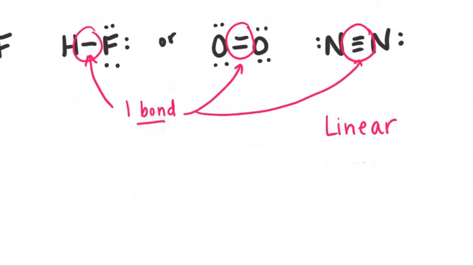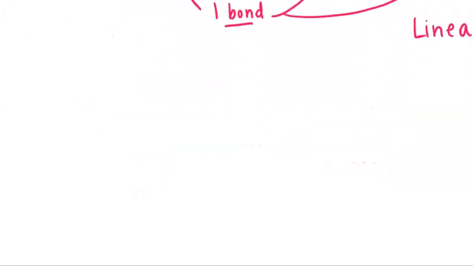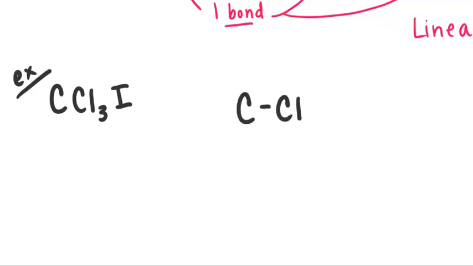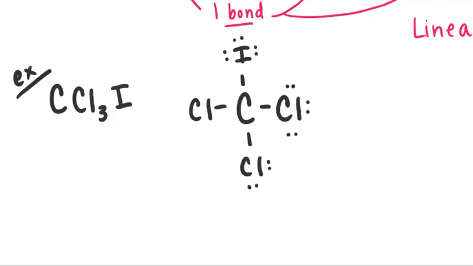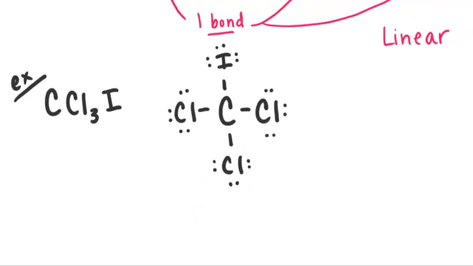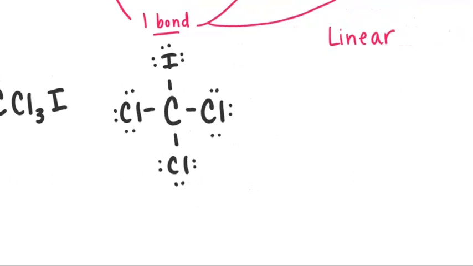So I'm going to give another example here, and we're going to see if we can figure out what shape this one has. Cl3I. And if you were to go ahead and draw this structure, it's going to be a C in the middle with 3 Cl's and an I. And this would be the complete and correct Lewis structure, or dot structure, for this. And again, let's figure out what shape it has.